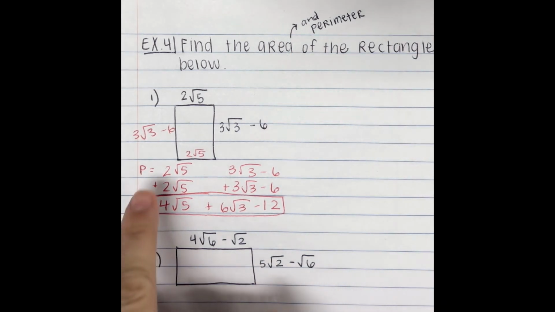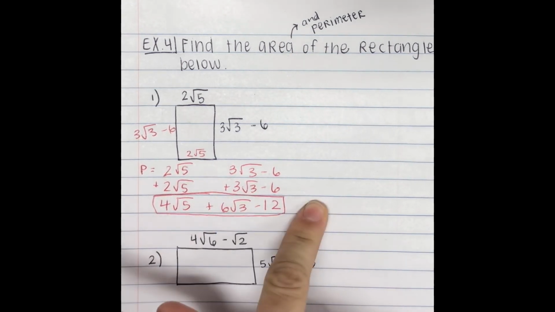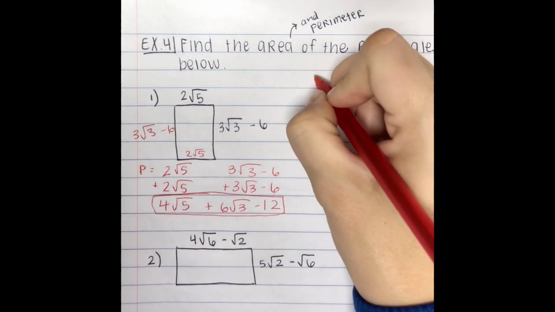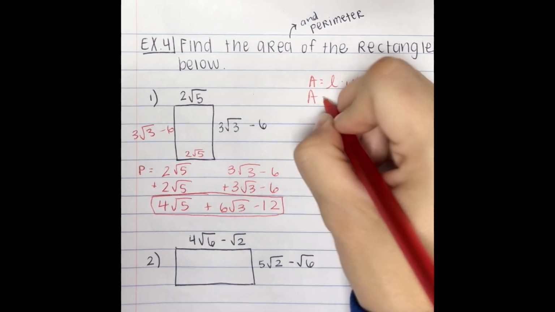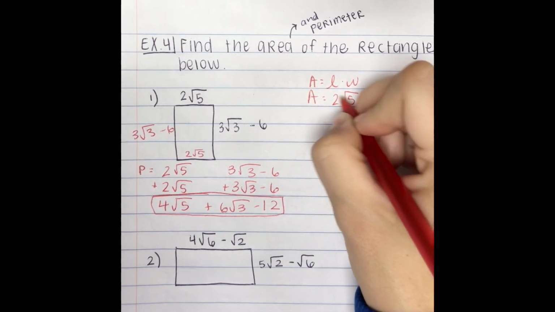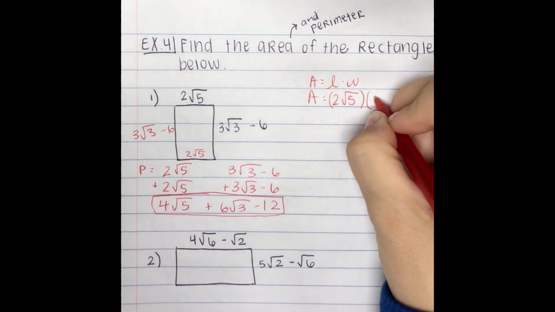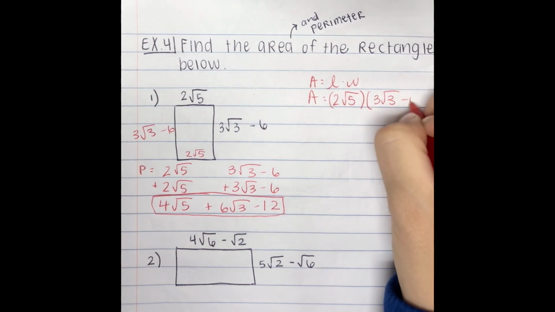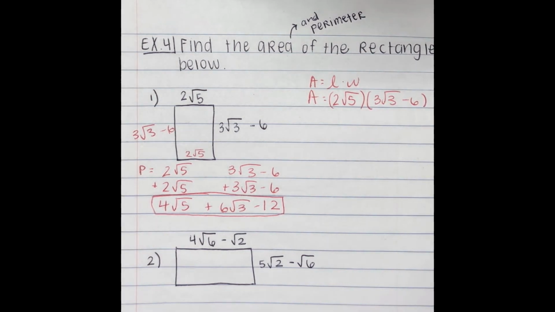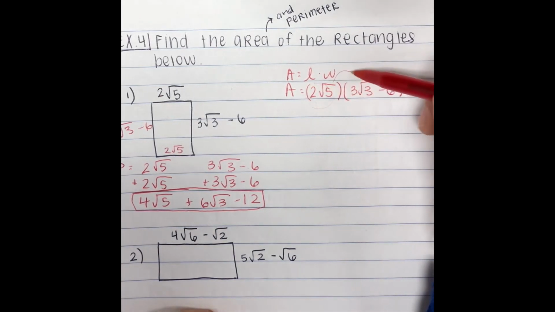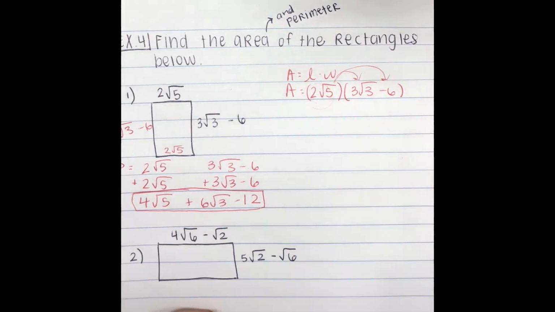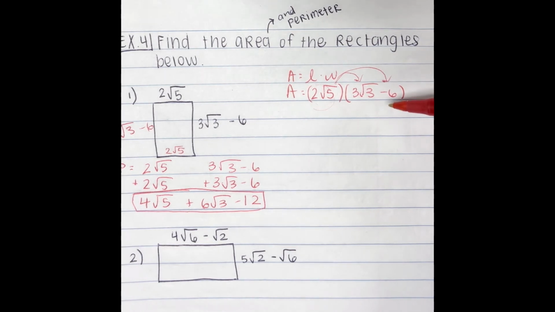Okay, so perimeter, you just add up all 4 sides, right? Area is your length times your width, which means we have 2 square root of 5 times 3 square root of 3 minus 6. Okay. So what we're going to do is just take this one term, and we're going to distribute it by both terms inside of the second set of parentheses.